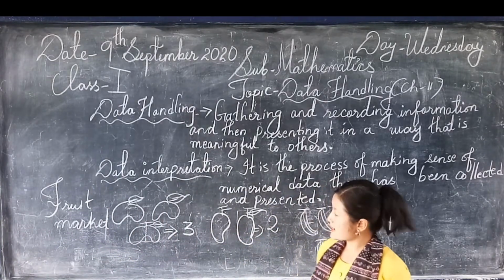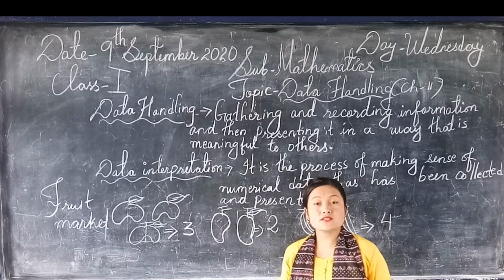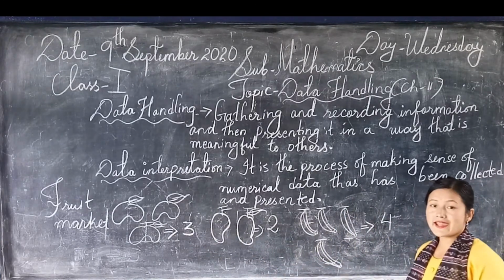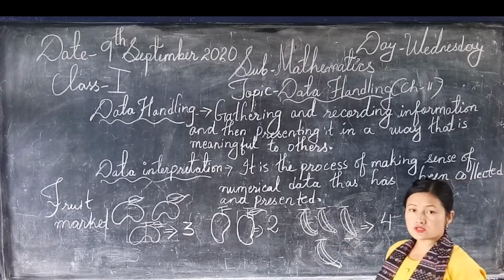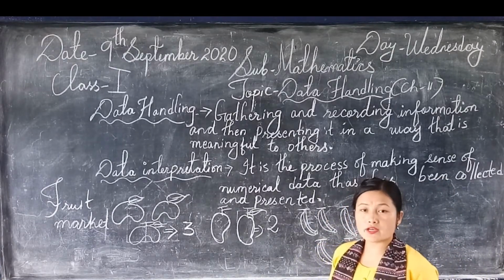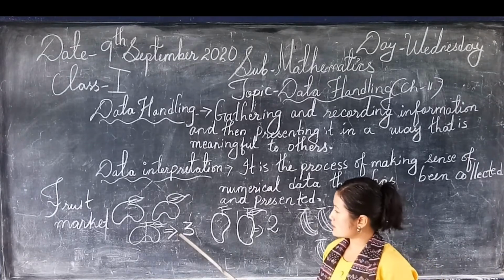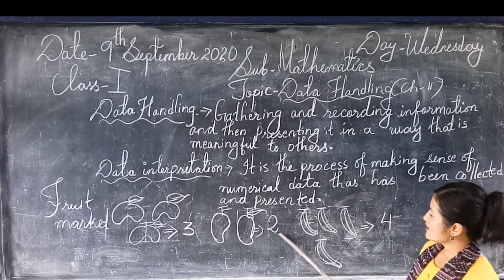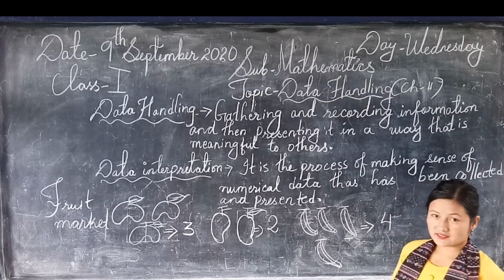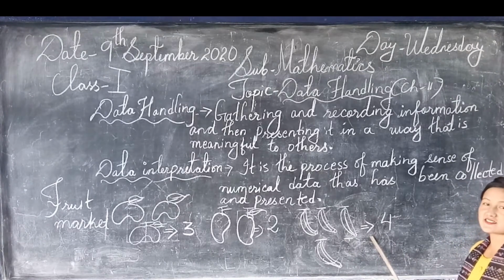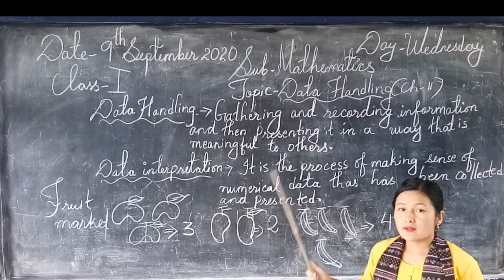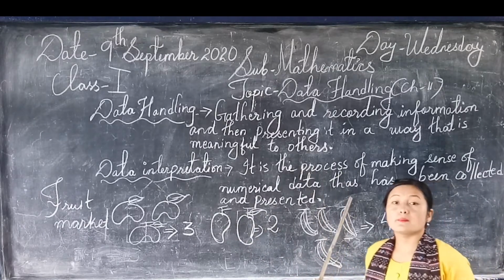raise some questions, like which fruit is the most in number. In a market some fruits are kept, and over here which fruit is the most in number? Most means which fruit is more in number. Here are 3, 2, 4, and which is the most in number? You see over here, bananas. So bananas are the most in number in the fruit market.